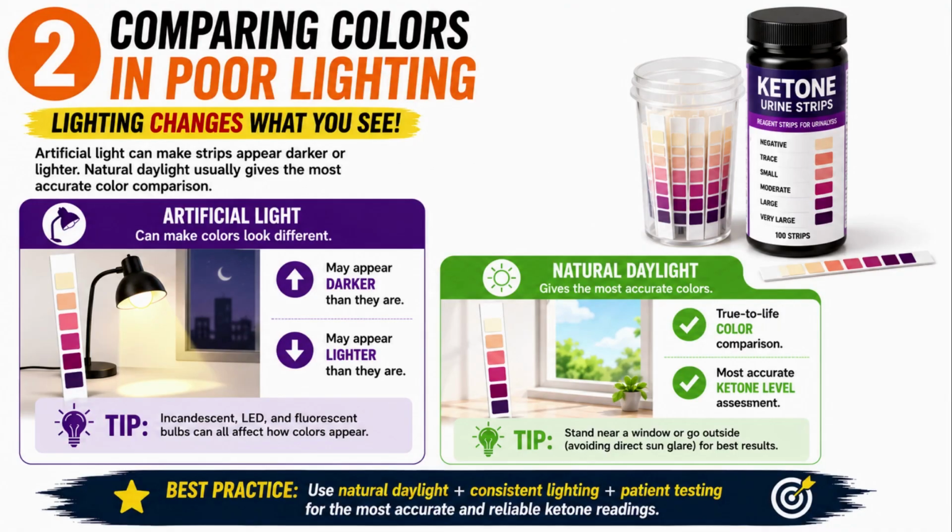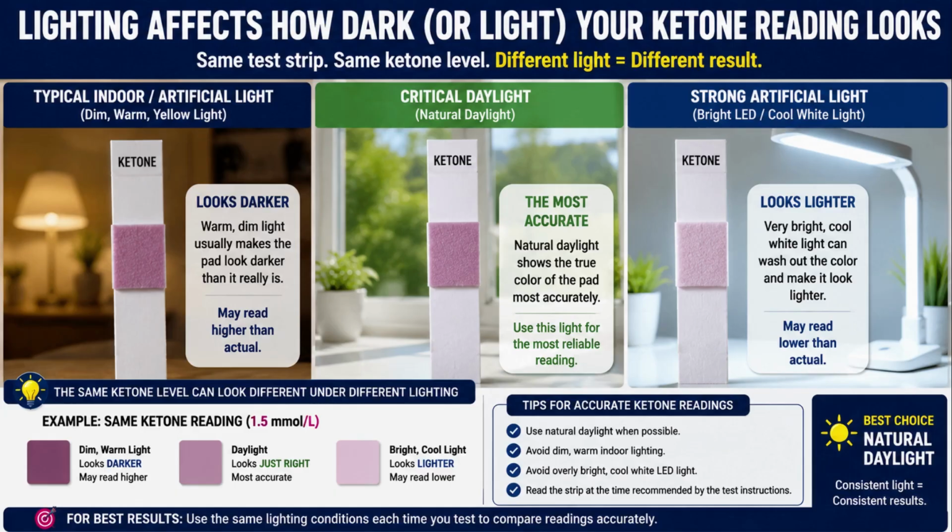Now, if you look here, we can see that artificial light can make colors look different. They may appear darker than they are, or lighter than they are. If you have some other powerful light source that's extremely bright, it will make them appear lighter. So that's what you have to take into account. Most lighting will make them look lower because it's not as powerful.